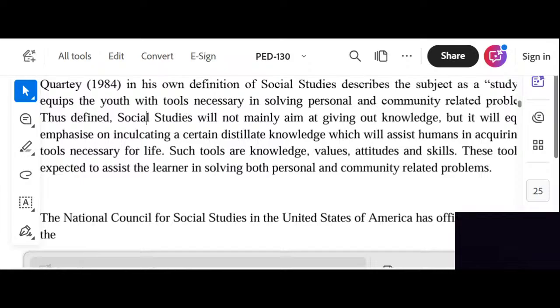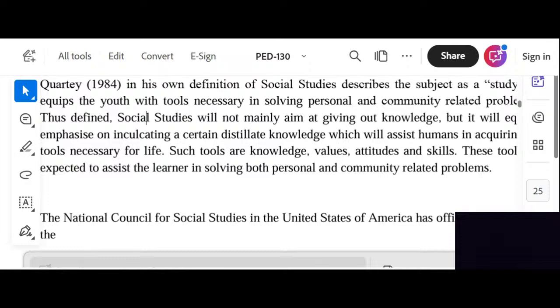The tools that Cote mentioned in 1984 are things like knowledge, values, attitude, and skills. So when you see somebody having issues with attitude in this generation, it's probably they were not groomed well in social studies, or they did not take social studies seriously when they were in primary and secondary level.